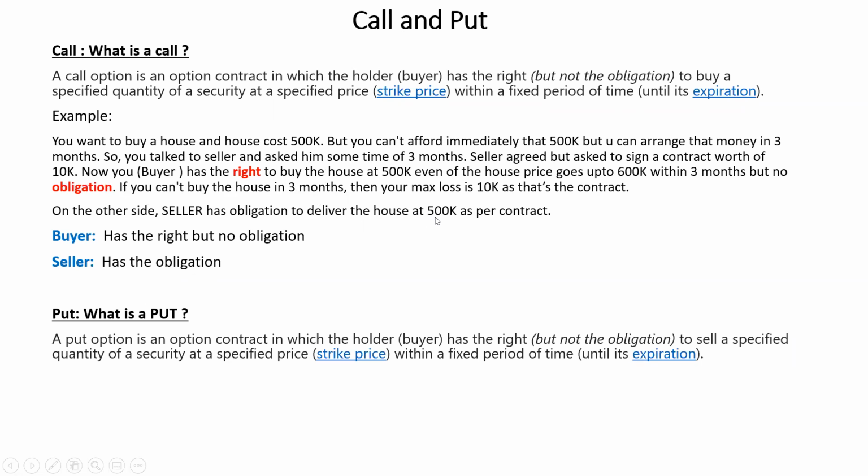But the seller, on the other hand, has the obligation to sell the house at 500K. Even if the house goes to 600, 700, he cannot sell for more. He cannot bargain with you to sell at 700K because he is obligated to sell you the house at 500K. So here the buyer has the right, but no obligation, but the seller has the obligation. That is the fundamental of options. Whenever you buy an option, you have the right, not the obligation. I will show you in an example in a few minutes. And a put is just the opposite of the call.